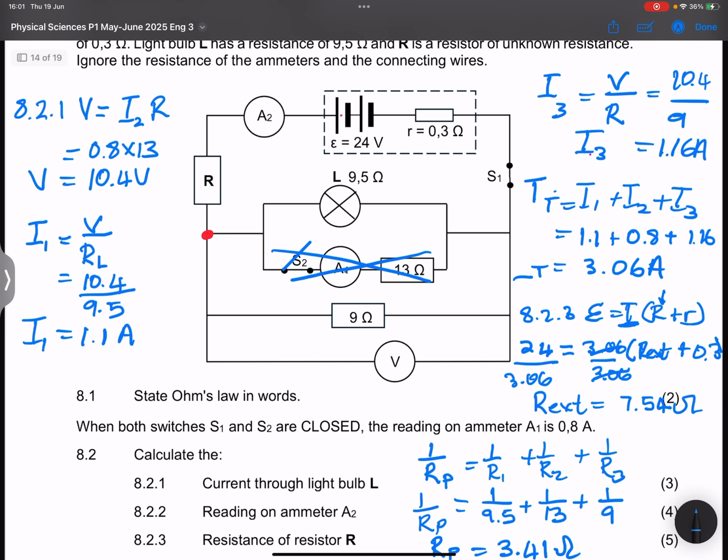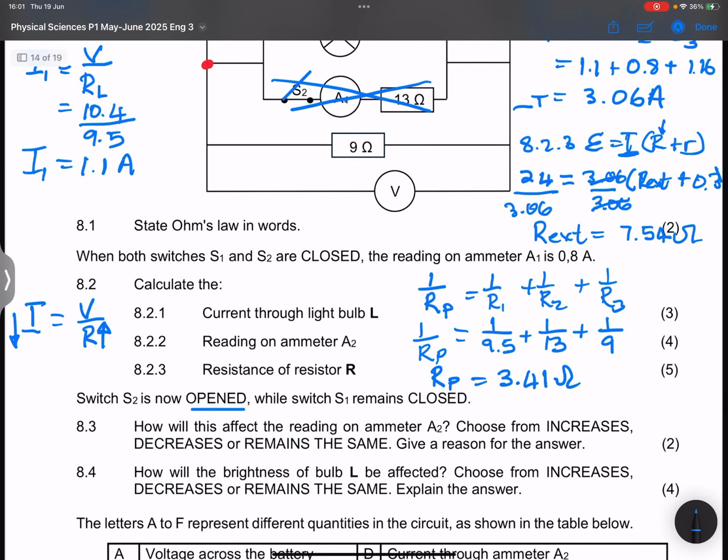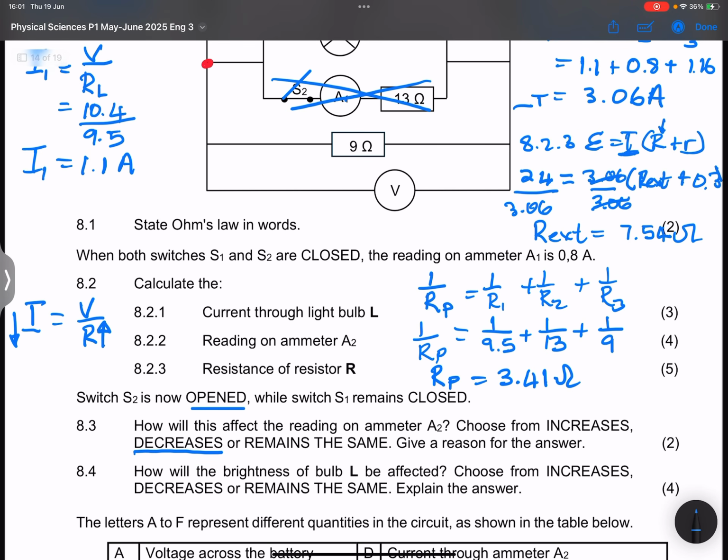So what happens, ladies and gents? I is equal to V over R. By removing that resistor, you are increasing the resistance of the circuit, and increasing the resistance will decrease the current. So A2 will decrease. Okay? They said give a reason for the answer. We will say R external has increased, and in this case that will decrease the current in our external circuit.